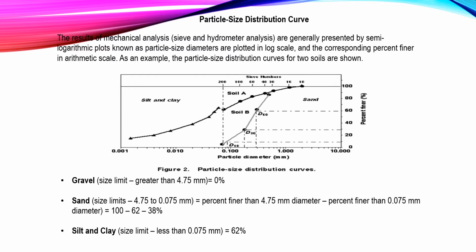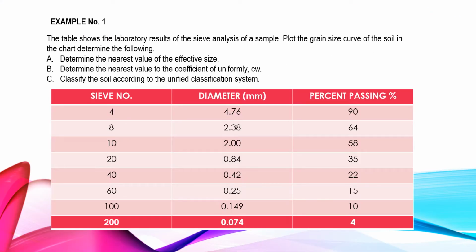Sand size limit, 4.75 to 0.075 mm, equals percent finer than 4.75 mm diameter minus percent finer than 0.075 mm diameter, which equals 100 minus 62, or 38%. Silt and clay, size limit less than 0.075 mm, equals 62%. So let's proceed to example number 1.